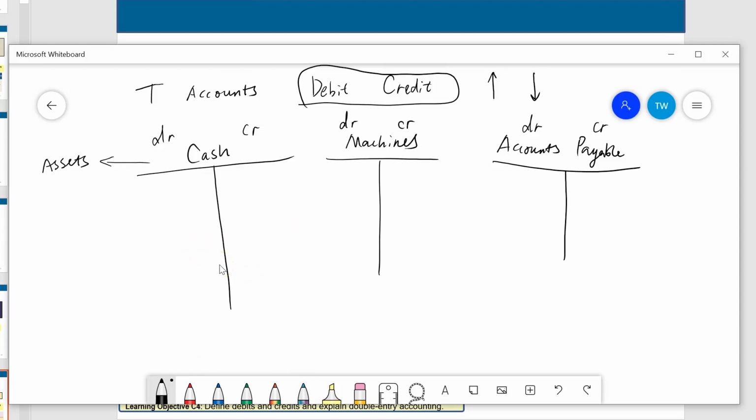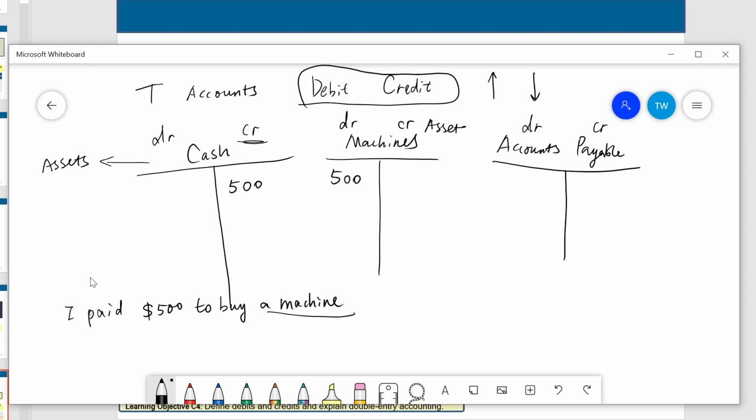So if I tell you I paid $500 to buy a machine, for me, my cash actually decreased because I paid out $500. Now, cash, we will show a decrease on the credit side. So I would put a 500 on the right-hand side. Because I bought a machine, the machine is also an asset, and assets increase on the debit side, which is the left-hand side. I would write down, oh, my machine, now I have an increase for machine of $500.